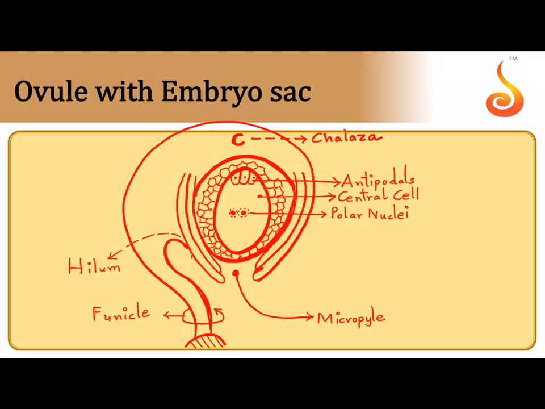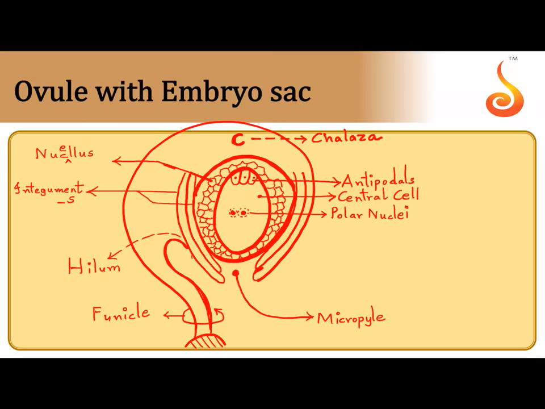Correct? Then what are these layers? Now this nutritive tissue I had labeled on this side only, so I label it this side. Nucellus. And these coverings of the ovule which cover the nucellus, integuments. So this is how your 5 mark diagram should be. Integuments.